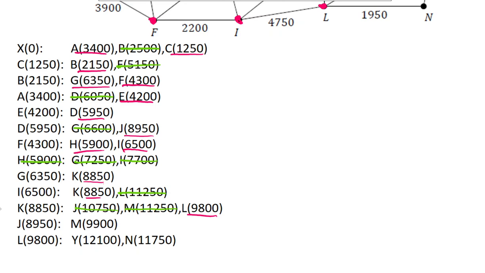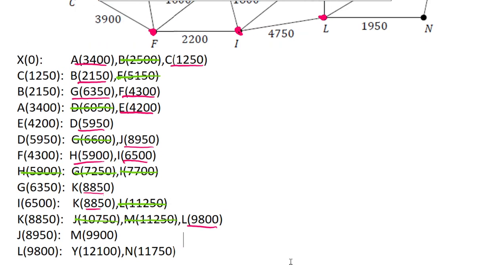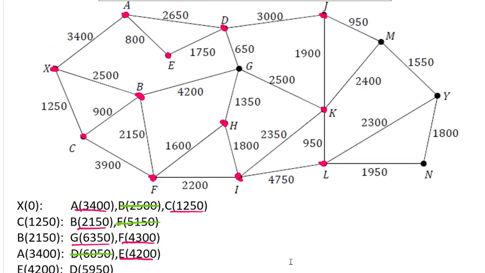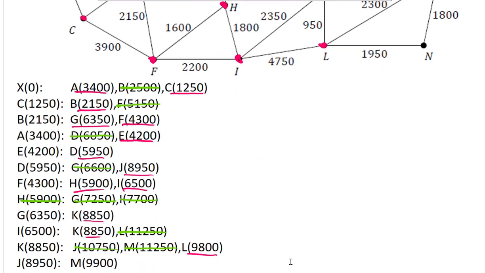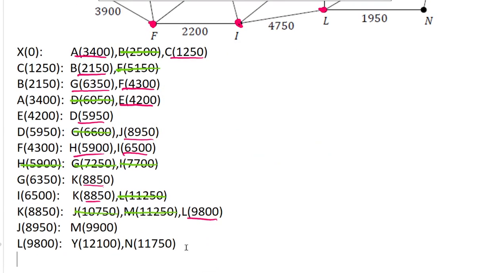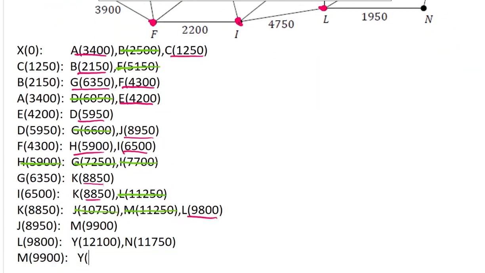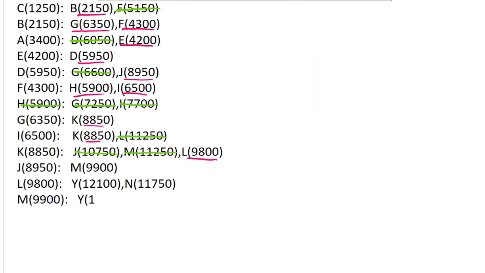Then we go from M, I guess. From M, it's only 1550, okay. So from M, from 9900, we go to Y for 1550, which gives us 11450, which is definitely smaller than that. And M is visited.